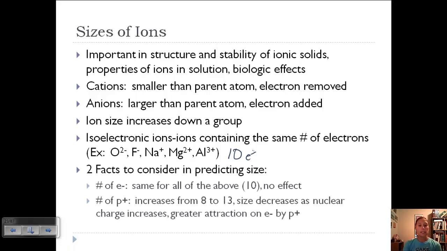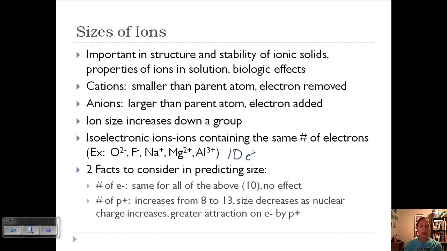Okay, there are two facts to consider when we predict size. First, you have to consider the number of electrons. If it's the same, as in our example, if all the ions are isoelectronic, then there's no effect. And so then you have to look at the number of protons. For our example, the number of protons increases from 8 for oxygen to 13 for aluminum, and size will decrease as nuclear charge, which is equal to the number of protons, increases.